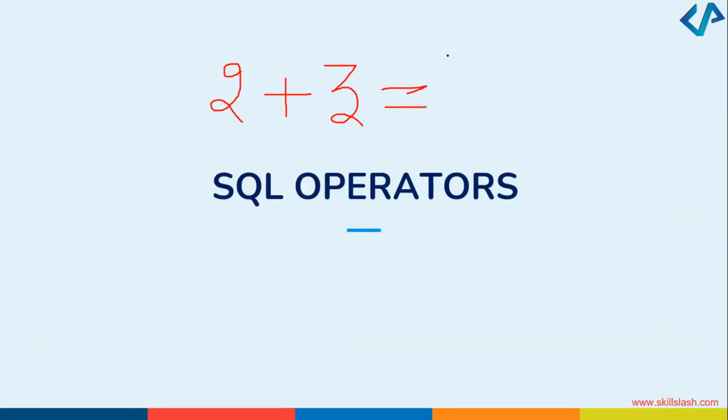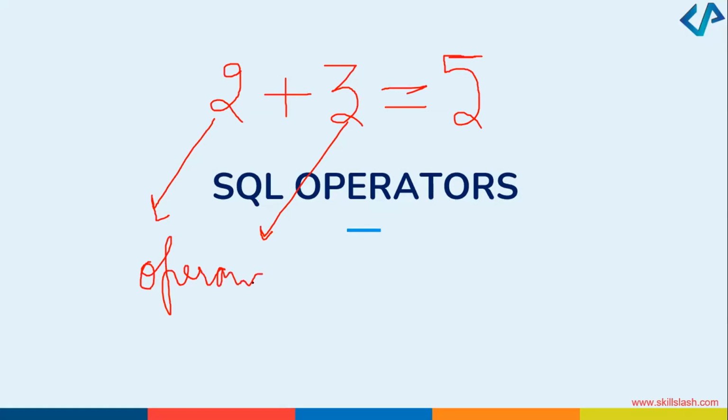So I've written here a line, 2 plus 3 is equal to 5. The terminology is this: 2 and 3 are called operands. Operands means something on which you are doing an operation. So operands.